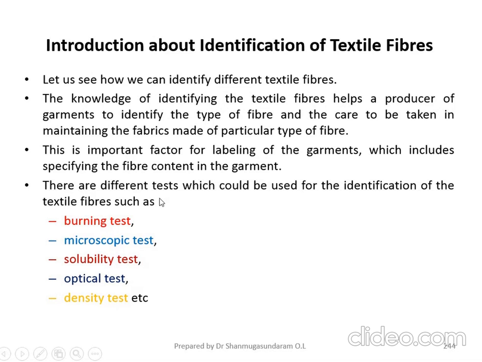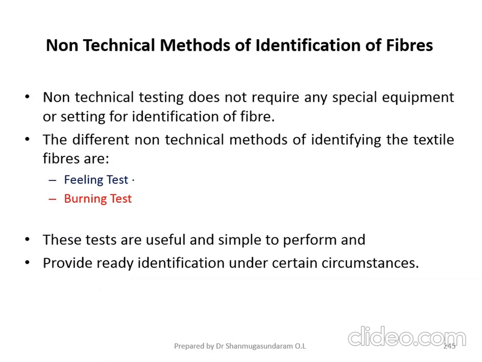Okay, so there are different tests available which could be used to identify the textile fibers. What are all the tests available? The first one is burning test. The second one is microscopic test. The third one is solubility test. The fourth one is optical test. The fifth one is density test. So basically there are 5 tests available to identify the textile fibers. Okay. Now let us discuss one by one.